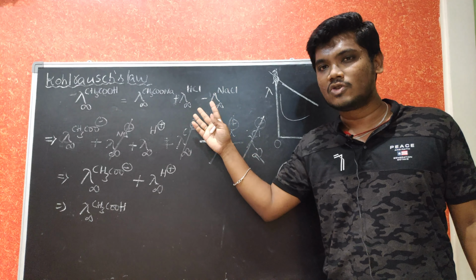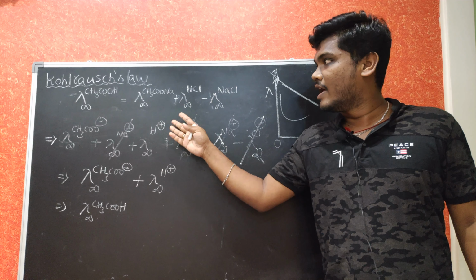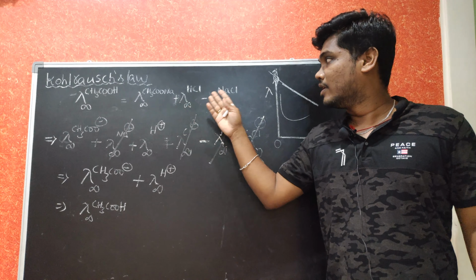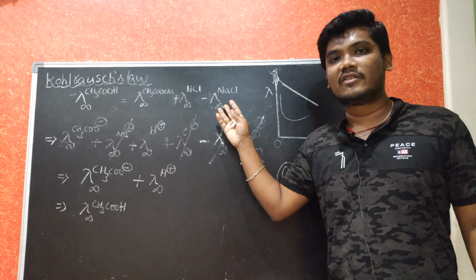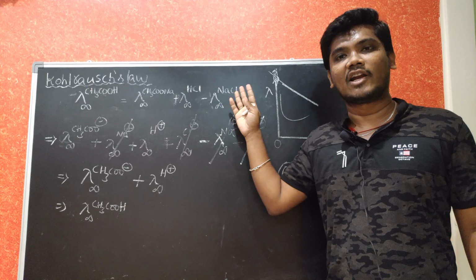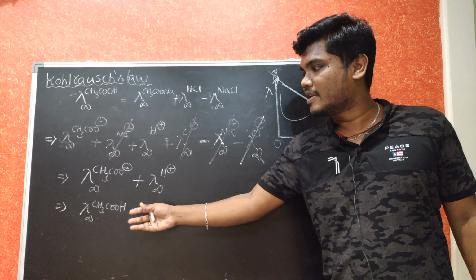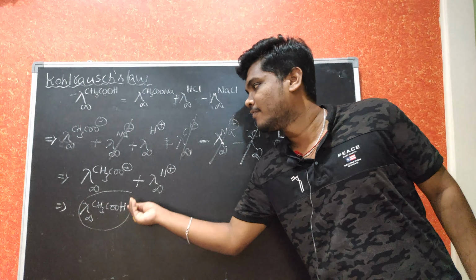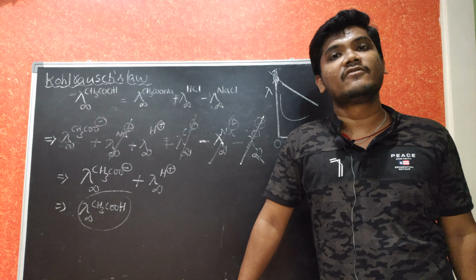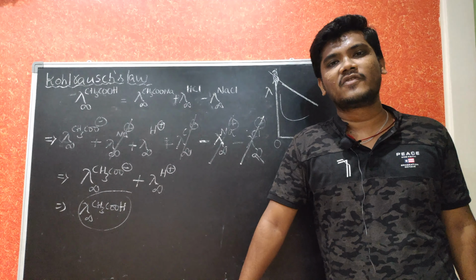In order to cancel out the equivalent conductivity at infinite dilution of those extra ions, he subtracted the equivalent conductivity of the sodium chloride electrolyte. So based on this, he was able to determine the equivalent conductivity of acetic acid at infinite dilution. Hope it was helpful to you.